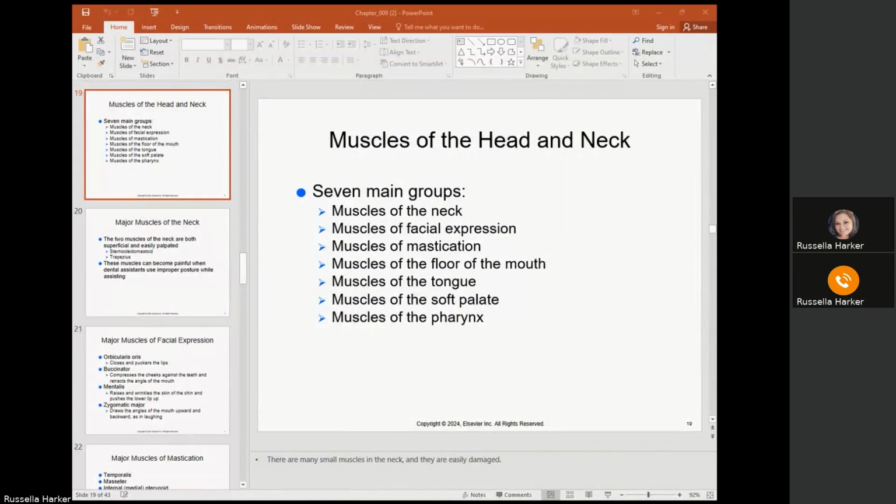Hello, this chapter is chapter 9. We are going over pages 97 to 100. So we're starting with the muscles of the head and neck. There are 7 main groups that are listed here.